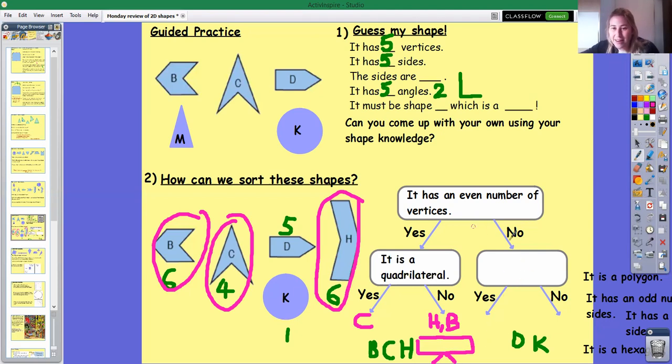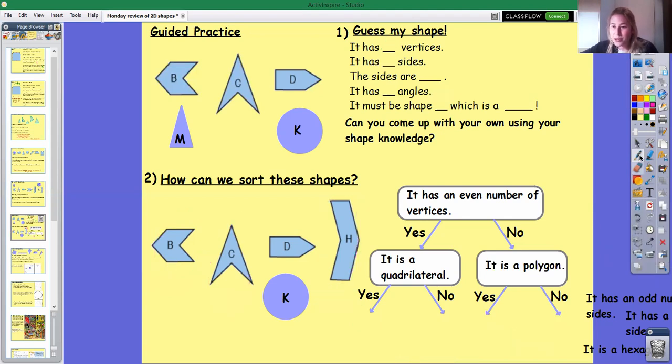Okay, on this side, I need to go back and carry on. So I know that D and K have an odd number of vertices. And so now I need to think about a statement that would help me separate them out. I can see that one of these is a polygon and one of them is not. So I might use that statement next. Is it a polygon? If I answer yes, it is a polygon, that would be D because it's got those straight sides. And if it's not a polygon, it must be K because it's only got one curved side. So hopefully you can see how that works.